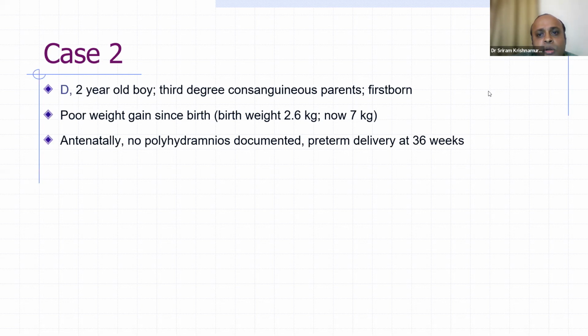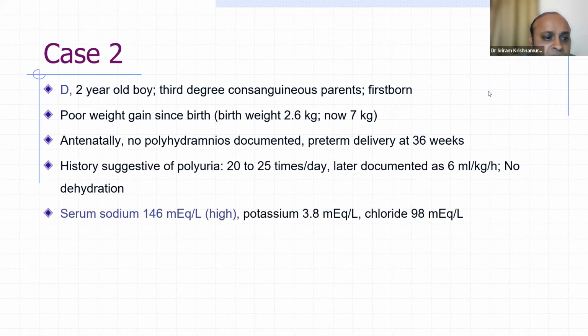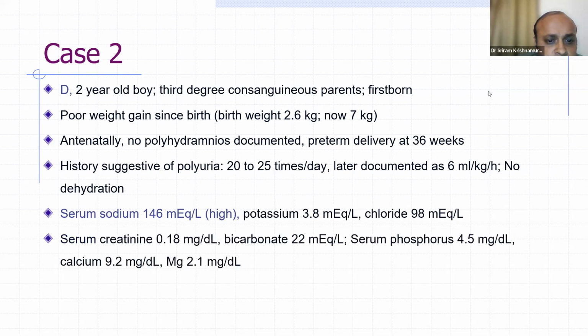And he's born to 3rd-degree consanguineous parents, firstborn of his parents. There was no polyhydramnios. It was a preterm delivery at 36 weeks. The history was suggestive of polyuria and later documented to be polyuria. There was no dehydration. Now you see here the serum sodium is found to be 146, which is hypernatremia actually. And the potassium was 3.8. The chloride was 98. So there was no hypokalemia, and he actually had a hypernatremia. The creatinine was normal. The bicarbonate was 22, normal. The phosphorus, calcium, and magnesium also normal.